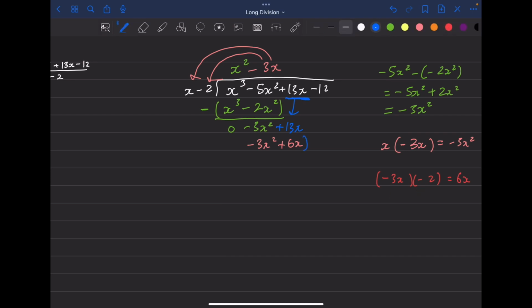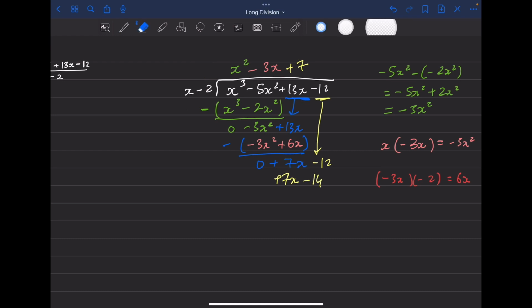And we're done with that. So let's subtract again using brackets. Negative 3x squared minus negative 3x squared is 0, so 0. And then 13x minus 6x is 7x, so plus 7x. And we're done with that. One last step, let's bring the last term down. So minus 12. From here, let's do the exact same thing. So how do you get from x to 7x? You multiply by 7. So plus 7. And then 7 times x is 7x. 7 times negative 2 is negative 14.